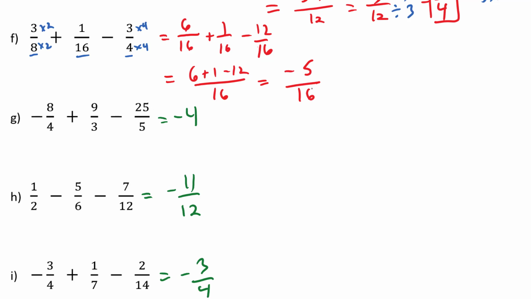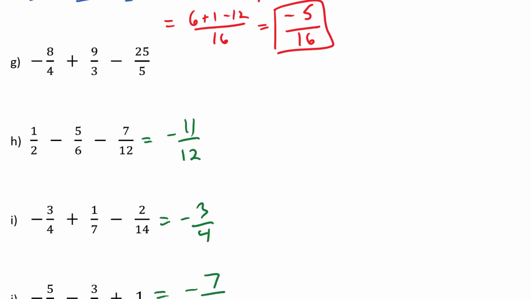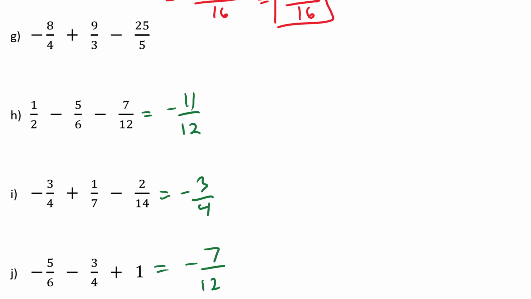Can we simplify any further? We cannot. That is the final answer. Let's try the next one. Minus 8 over 4 plus 9 over 3 minus 25 over 5.